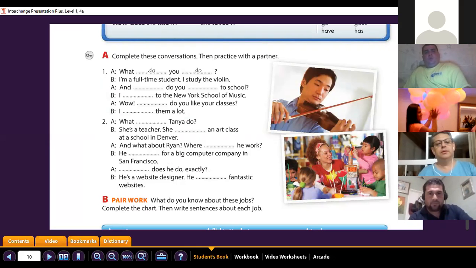Where do you go to school? Yes, and where do you go to school? So, para ver qué le pregunta aquí, hay que ver qué responde. Para tener idea de qué es lo que le está preguntando, hay que ver la respuesta del otro.